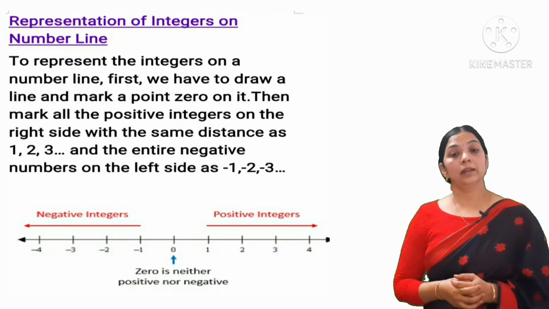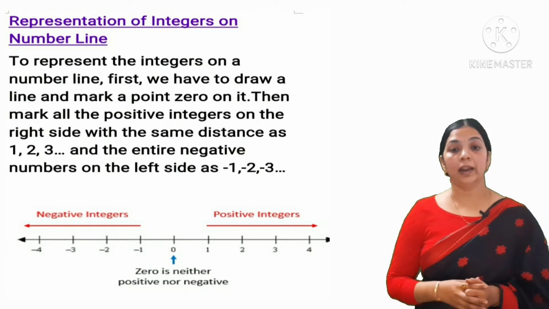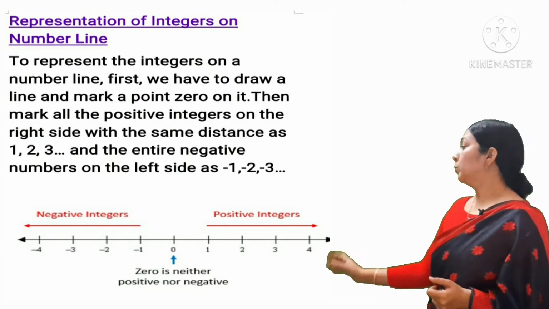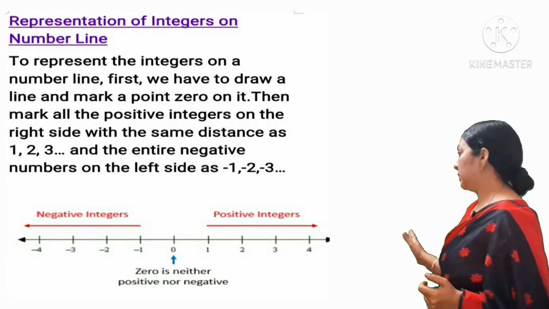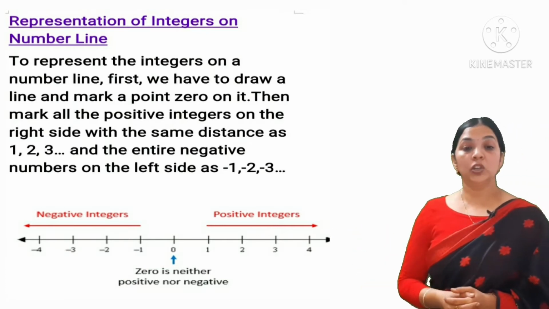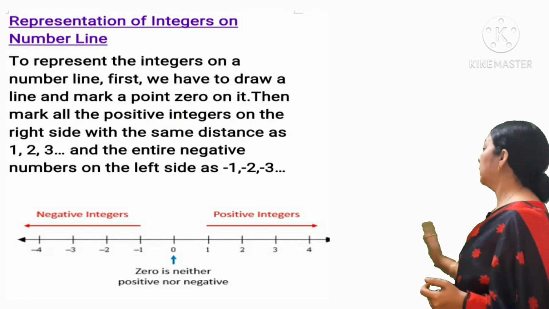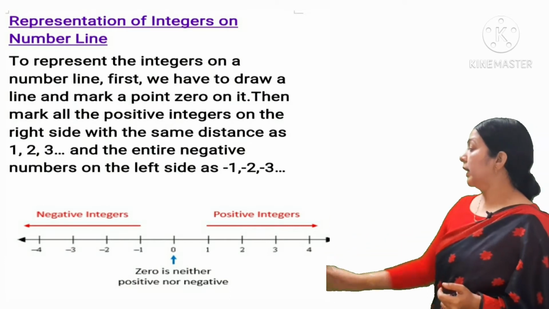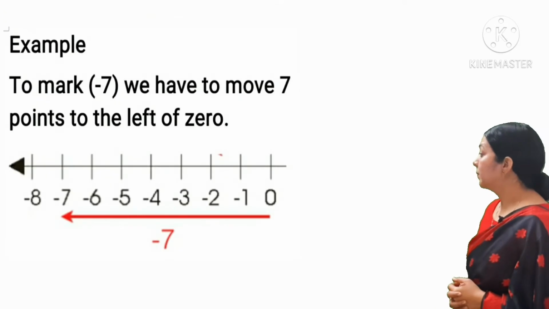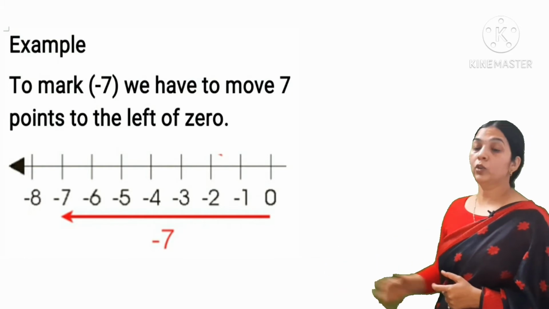Now, how to represent integers on a number line? To represent integers on a number line, first we have to draw a straight line and mark certain points at equal distances. On this number line, we mark the points equidistant from each other. Then 0 is at the center, and on the right side all these are positive numbers and on the left side these are negative numbers. For example, to mark minus 7, we have to move 7 points towards the left of 0.